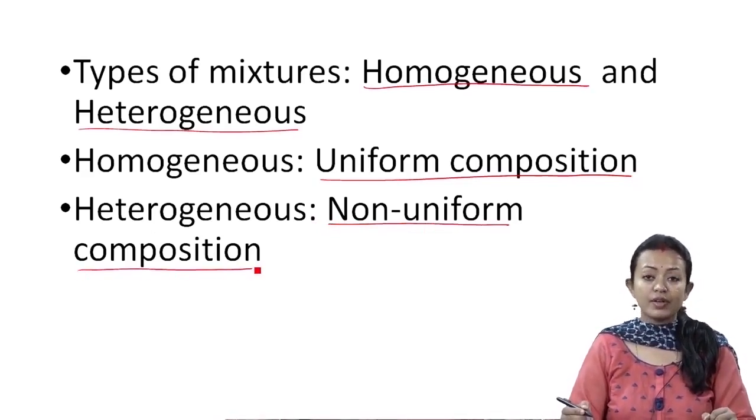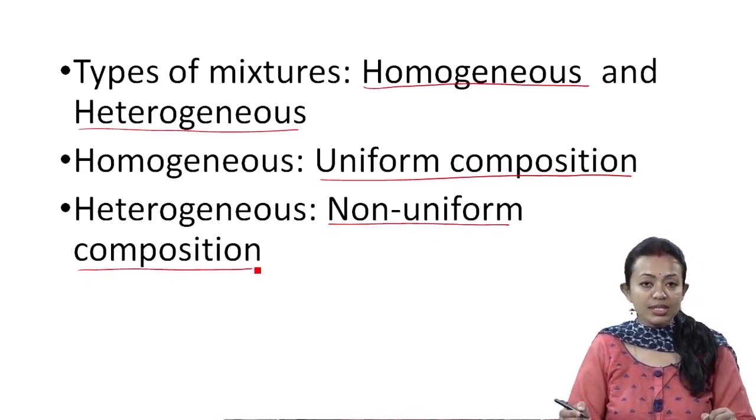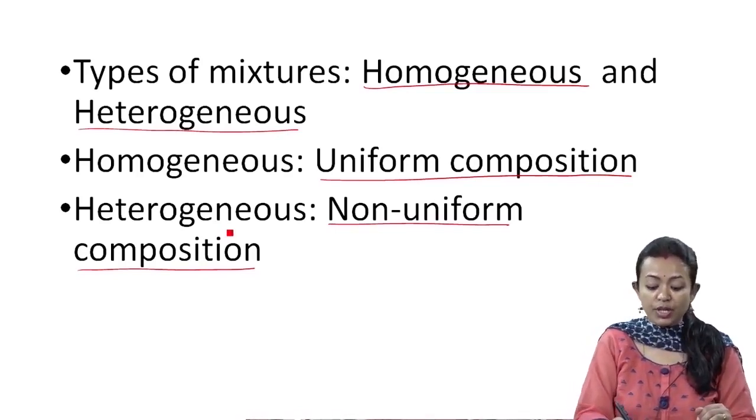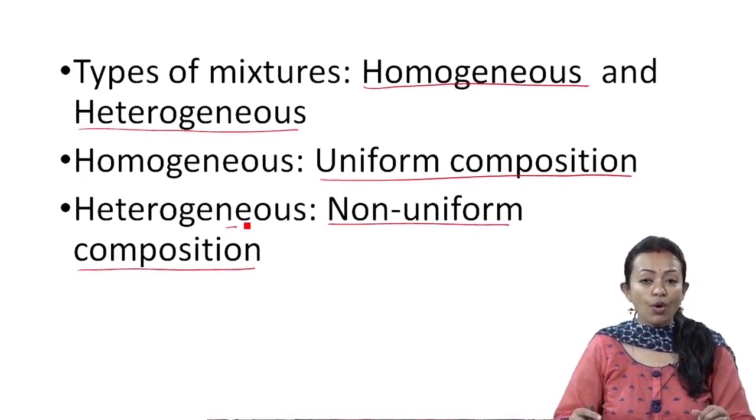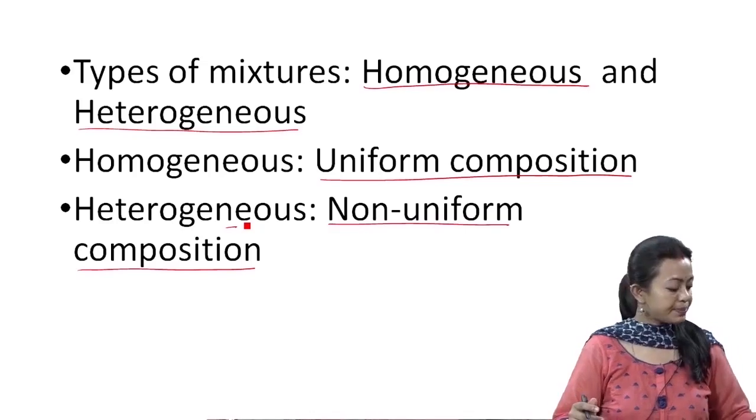So I repeat, there are two types of mixtures, homogeneous and heterogeneous. Homogeneous mixtures are those which have uniform composition, whereas heterogeneous mixtures are those which have non-uniform composition. So when it comes to homogeneous mixture, it becomes very difficult for us to distinguish between the components. But when it comes to heterogeneous, the components can be identified easily. So we will carry forward our knowledge on mixtures and we will try and understand more about these mixtures.